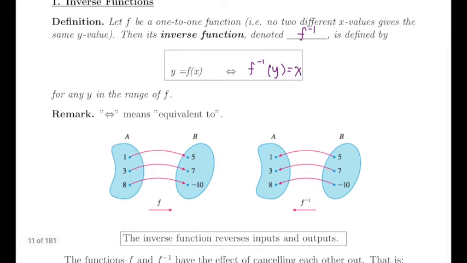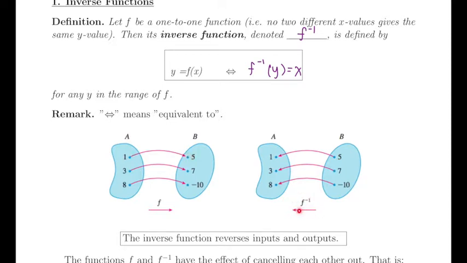An easy way to visualize this is by looking at these diagrams. This blob A is your domain of the function f, meaning the x values. What goes in here are 1, 3, and 8. And this blob B is the range of f, meaning what comes out, the y values. The function f will take you from here to here, and so on. Notice that no two y values are repeated. Each x value gets a unique value of y.